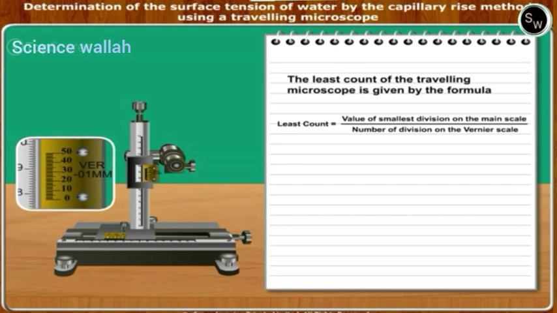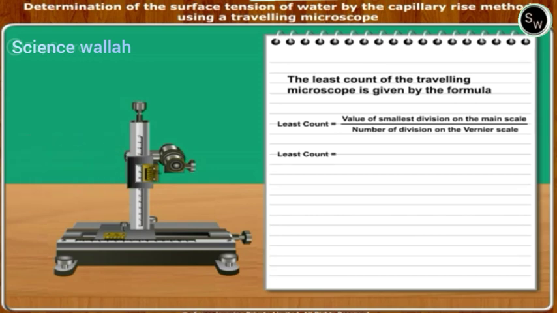Now, observe the total number of divisions on the vernier scale. There are 50 divisions. So the least count is 0.05 centimeter upon 50, which is equal to 0.001 centimeter.